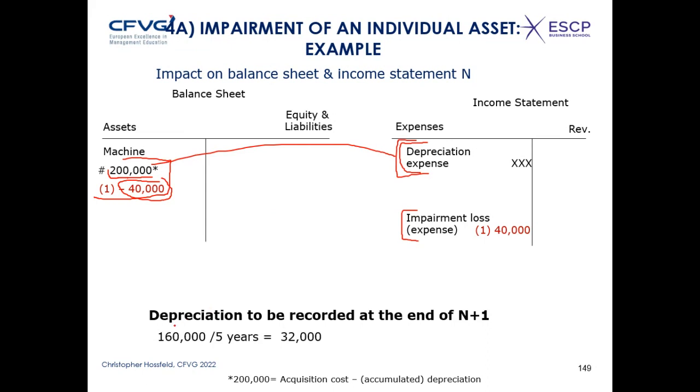How much do I need to depreciate? I have the book value at the end of N, and the remaining useful life is 5 years. That means I now have a new depreciation of 32,000, which is obviously lower than the depreciation before. That means next year I have a depreciation expense of 32,000, and so on.